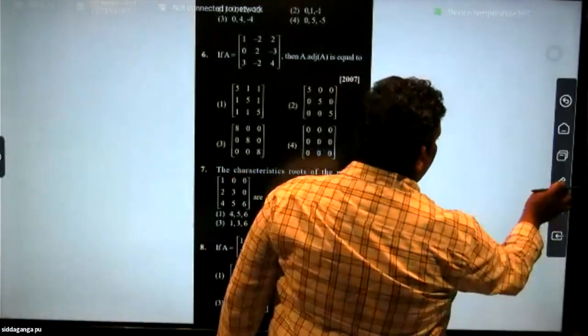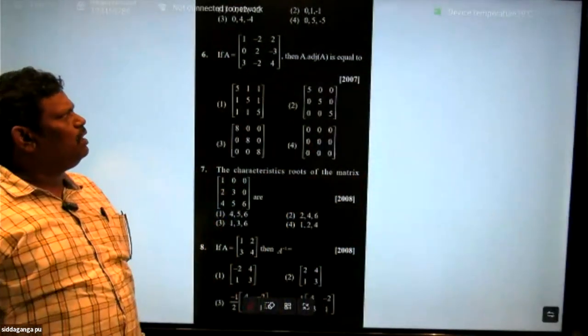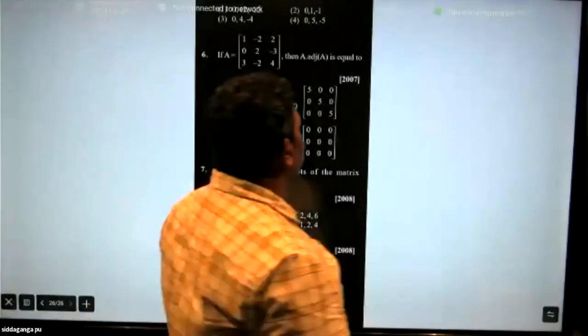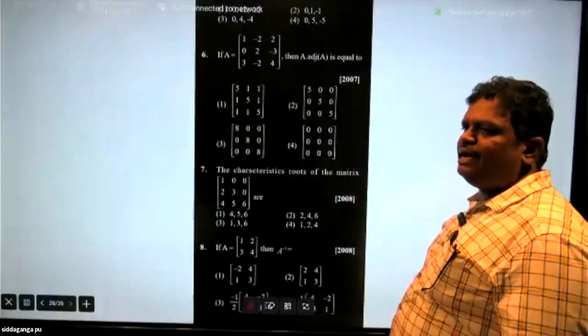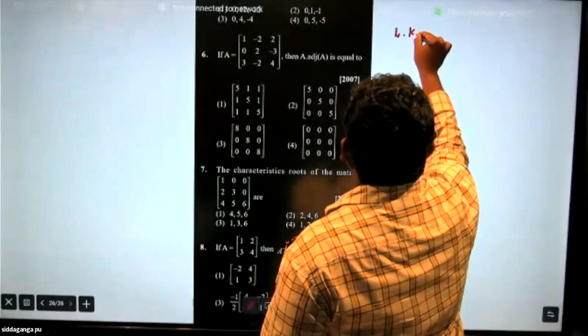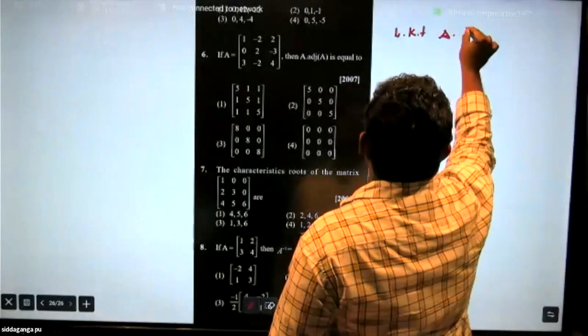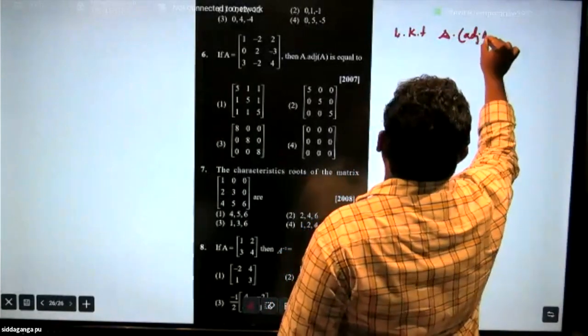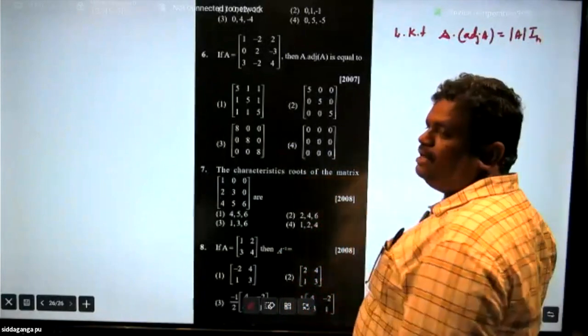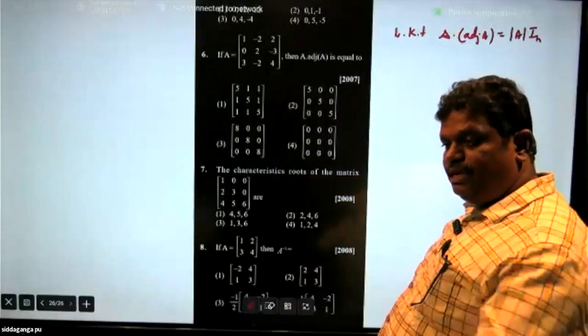Next question, Sima. Sixth question, what do they give? Sixth question: if A is equal to 1 minus 2, then A into adjoint A. Yesterday I told you this property, A into adjoint A is nothing but |A| into I. Yesterday we wrote it in the adjoint properties. In that property we use A into adjoint A is equal to |A| into In, the identity matrix. So now we can calculate the |A| value.